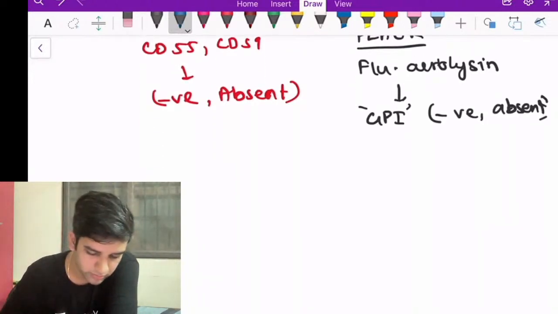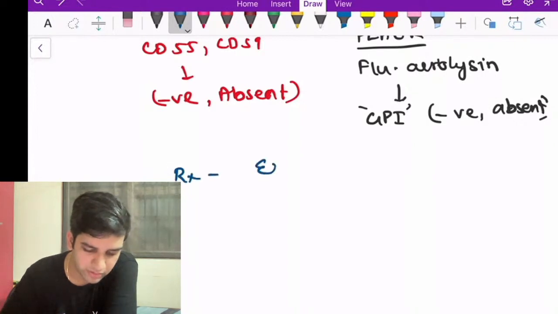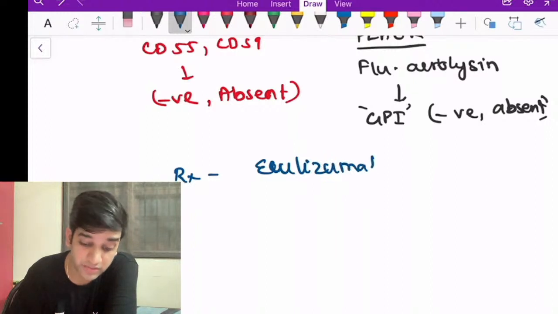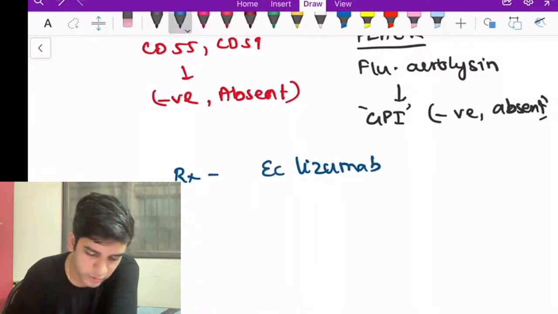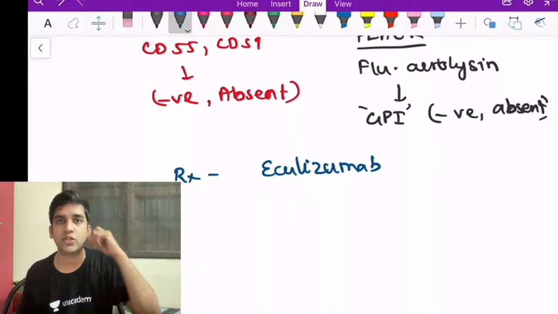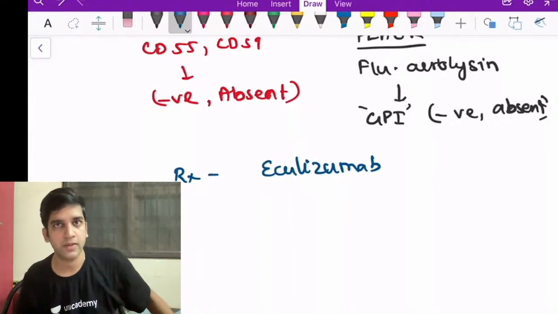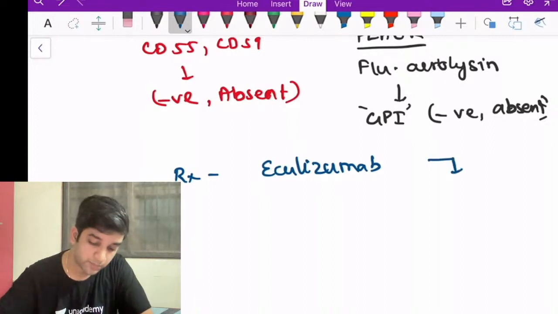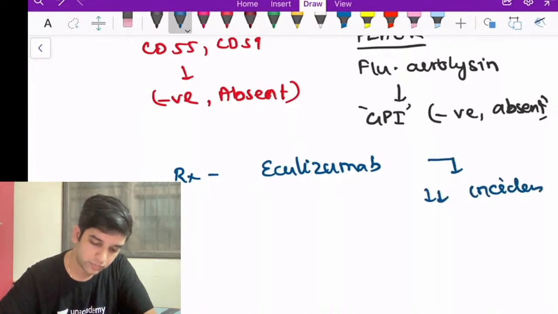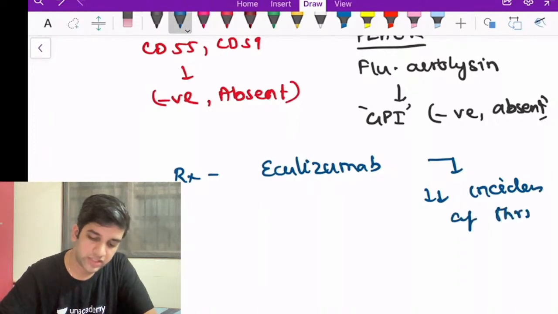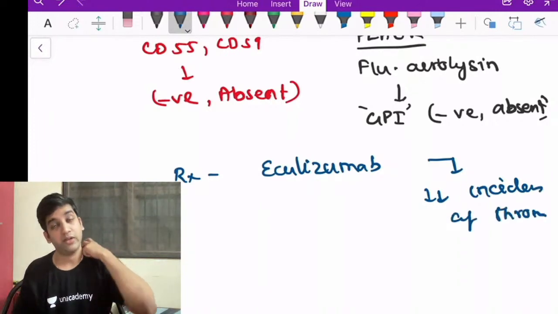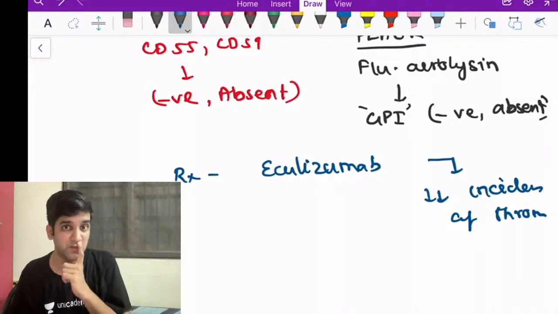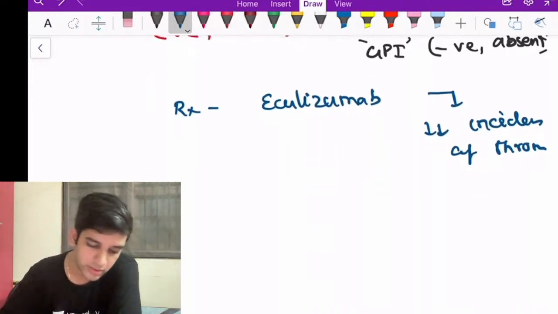Fine. Treatment: you do have a drug, one of the most expensive drugs, called eculizumab. It's the most expensive drug present as of now, I think. Eculizumab is a C5 inhibitor. It stops the formation of the MAC complex. The main use of eculizumab is that it will reduce the incidence of thrombosis. It is said to reduce the incidence of thrombosis by 75 to 80%. So it's kind of life-saving, right?